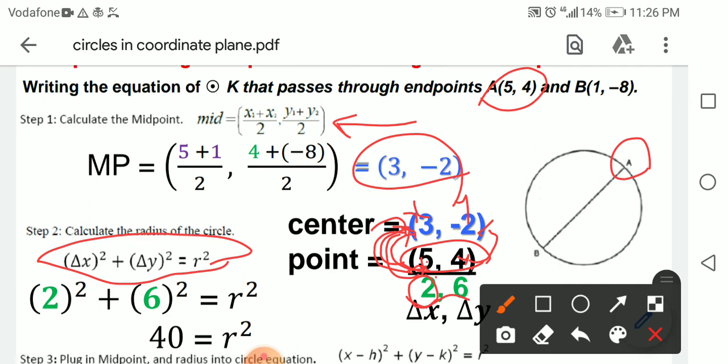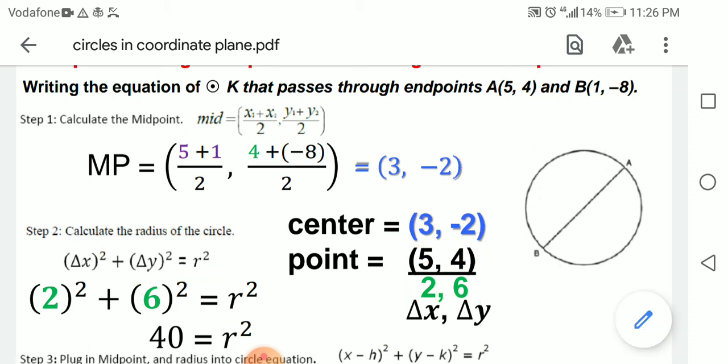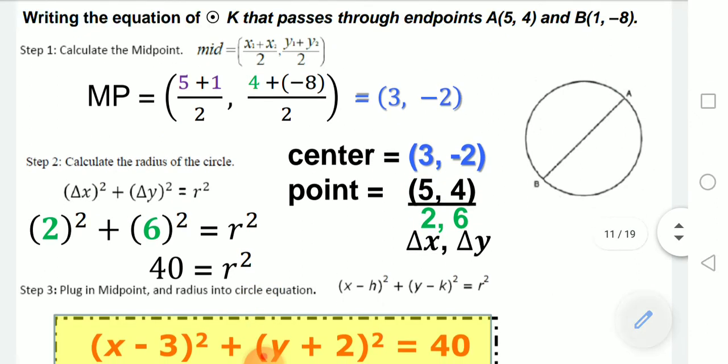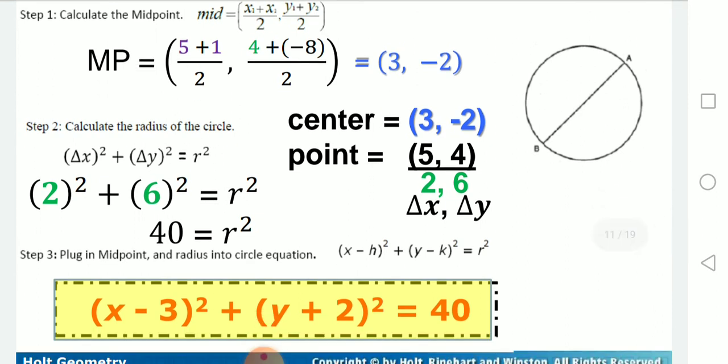So I will take the change in x, which is 2, squared. This is the rule. Look at the rule here, please. Plus the change in y squared. So it will be 6 squared, equal to r squared. So 2 to the power 2 gives me 4, plus 36 gives me 40. So r squared is 40. This is how to find the radius squared.